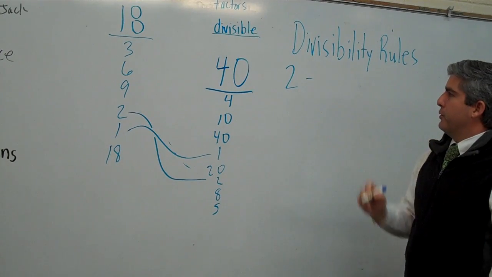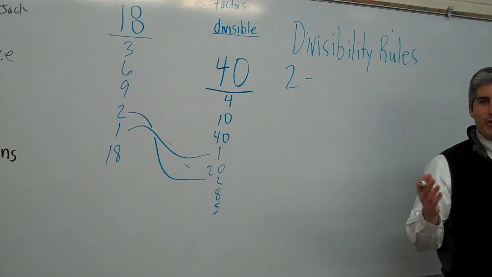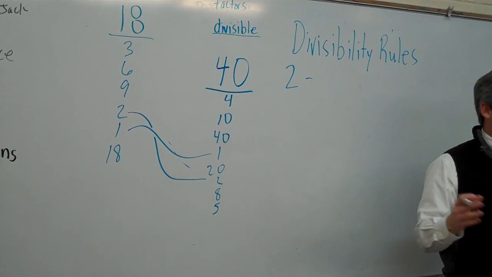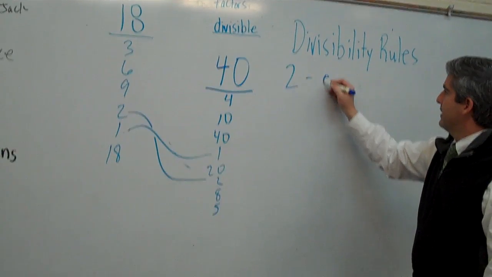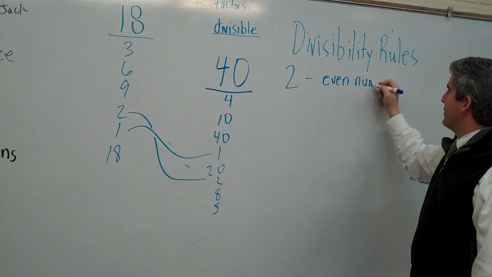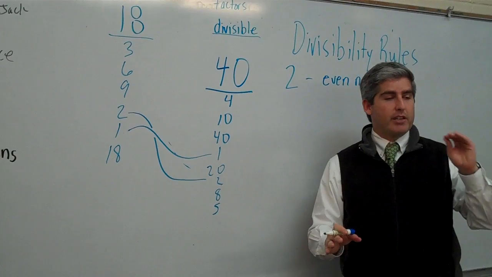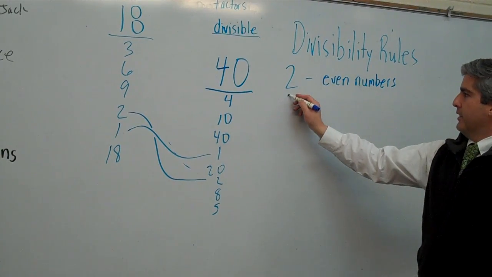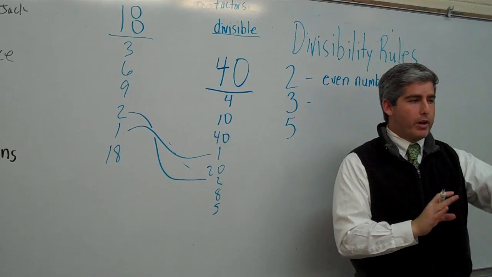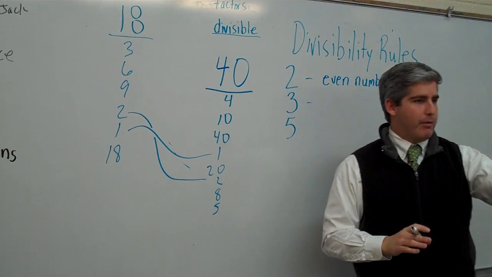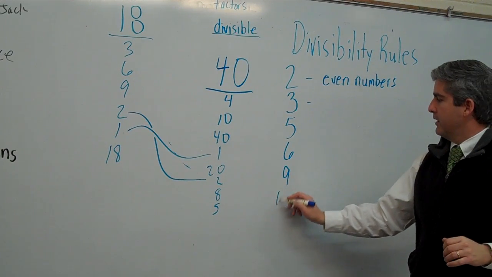So, for 2, to know if a number is divisible by 2, who knows the rule? What numbers are all divisible by 2? Even numbers. All even numbers are divisible by 2. That's easy. Now I'm going to skip some. 4 is a weird divisibility rule, and we're not ready for that one yet, and that's okay. We're going to learn just the basics today.